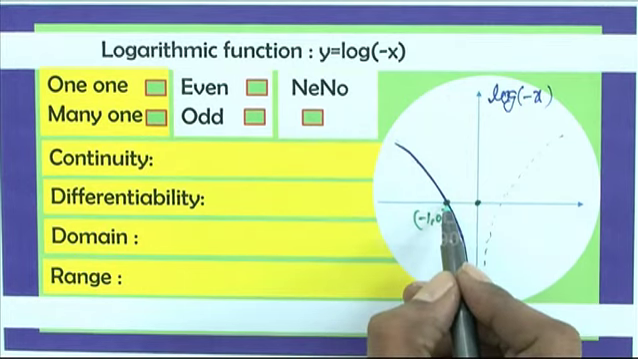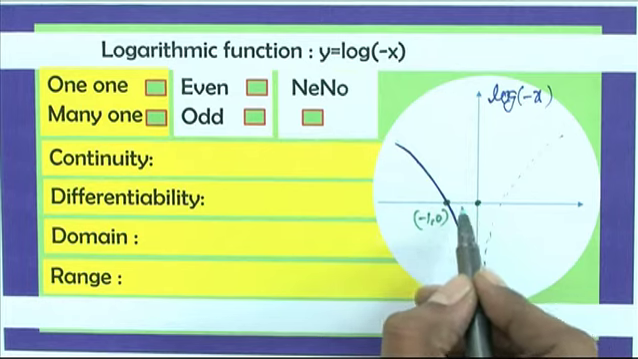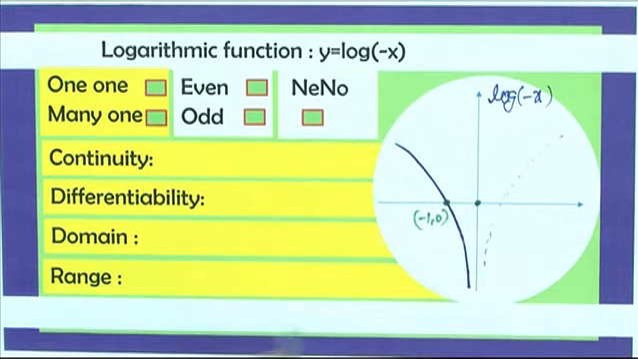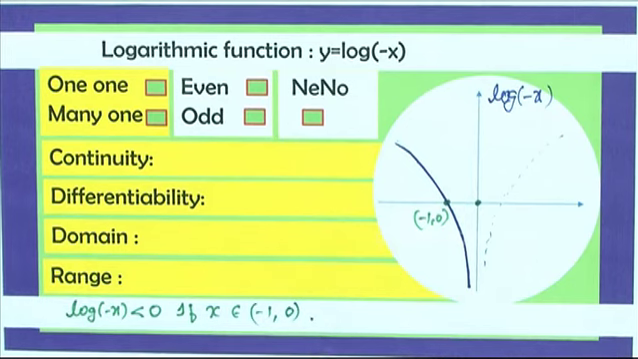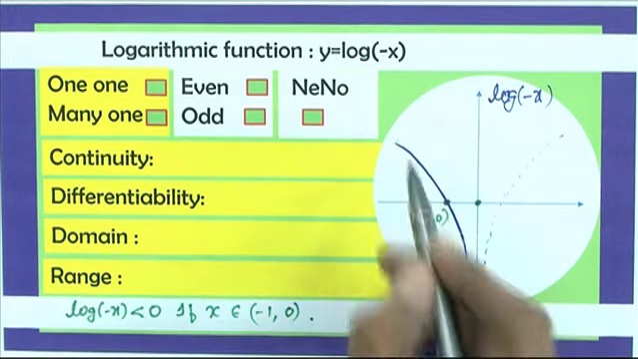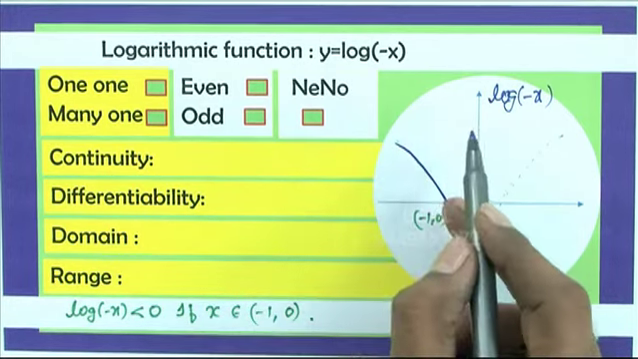If x belongs to minus 1 to 0, log of minus x is negative. That is, log of minus x is negative if x belongs to minus 1 to 0, excluding both. Is that correct? And log of minus x is positive. Yes, even though it is in the second quadrant, the curve is above the x-axis.